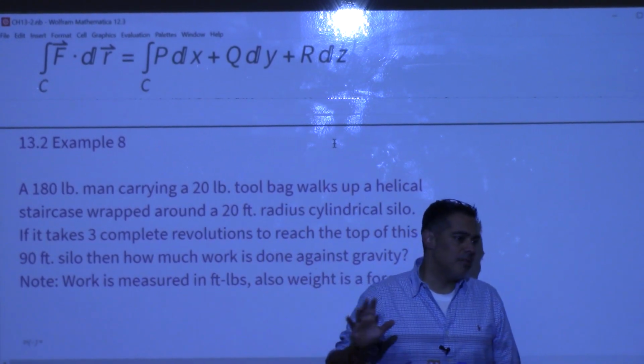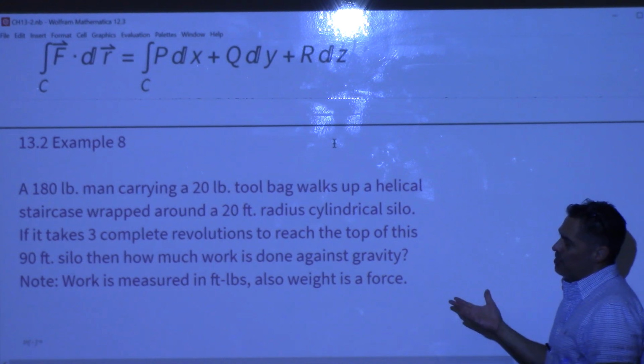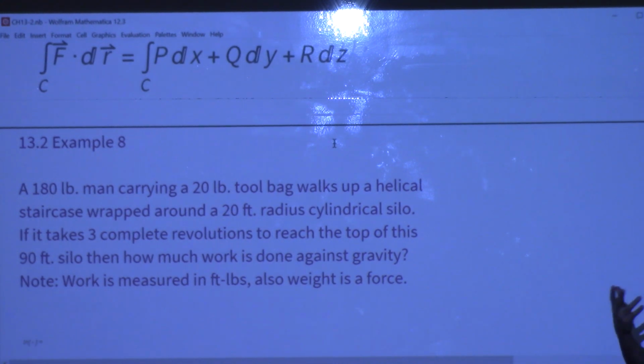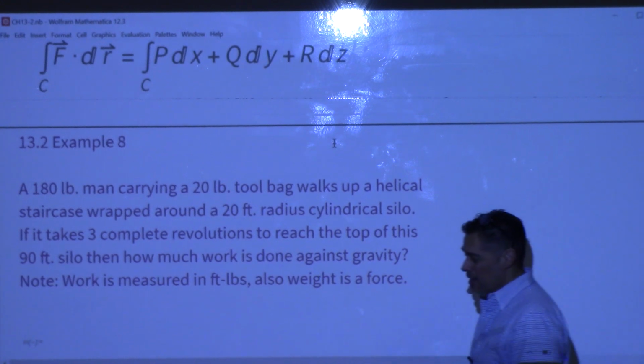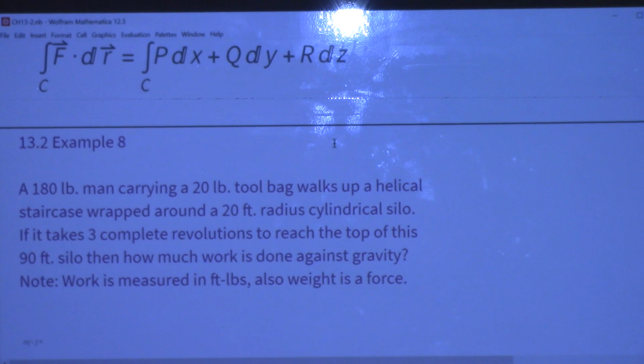Now, that integral doesn't always mean work, okay? If the field is some sort of force field, like a gravitational force or something like that, then it would be work. But it can represent other things depending on the physical situation you're looking at. I think it's most efficient if the first time we see it, we look at it as work because it's something most of you have seen in physics or some other class.